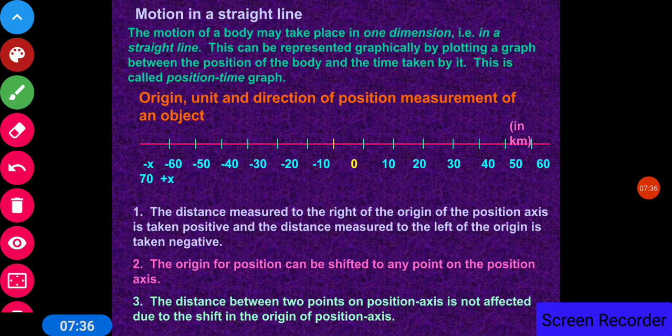The distance between two points on the position axis is not affected by the shift in the origin of the position axis. That means if we want to find the distance between this point and this point, whether the origin point is here or it has been shifted, if we are measuring the distance between these two points A and B, it will remain the same.